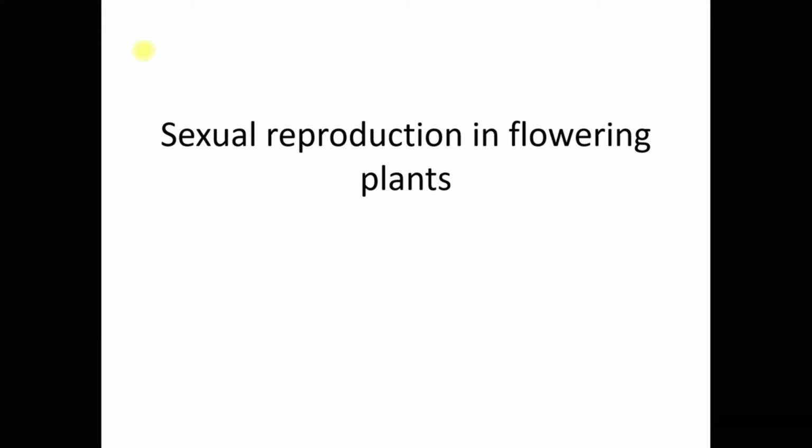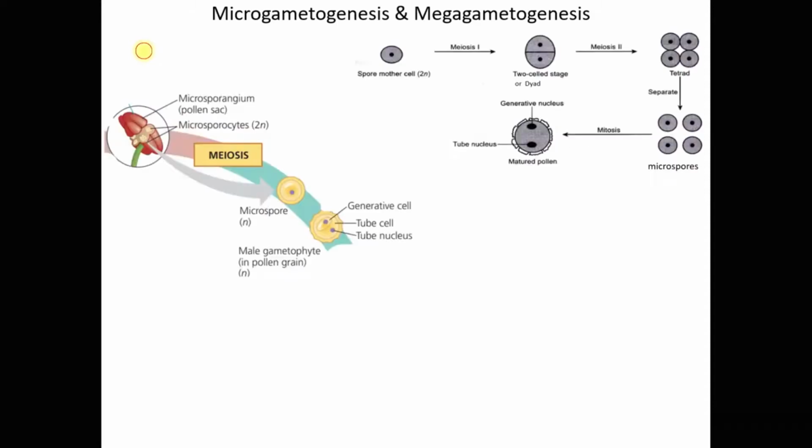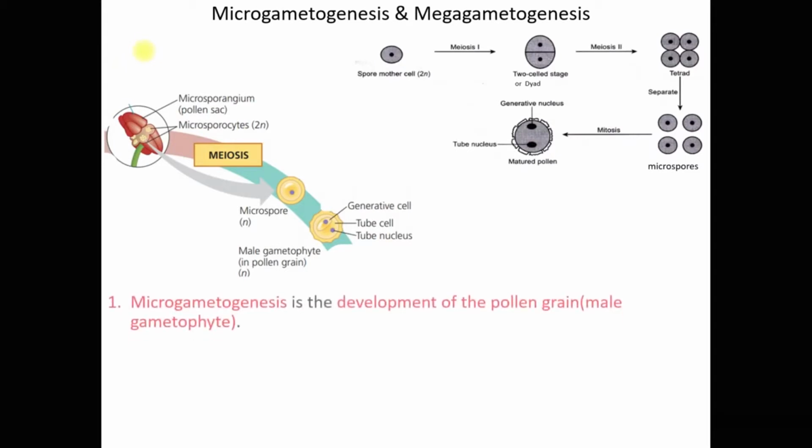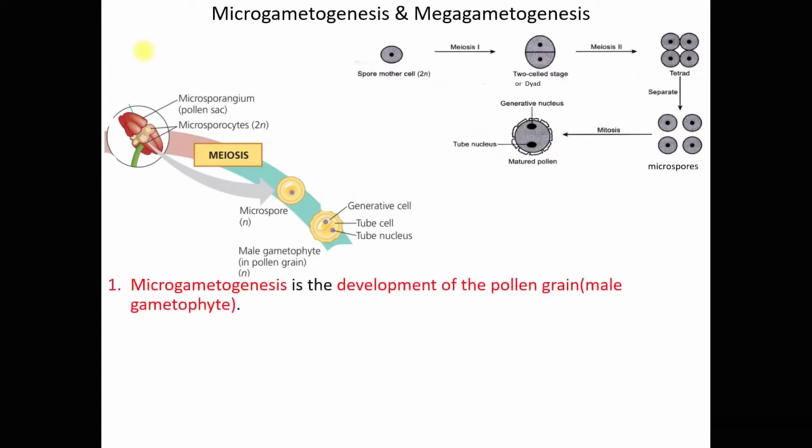So today's lesson we continue with sexual reproduction in flowering plants. We are going to talk about the formation of gametes in flowering plants as well as the double fertilization process. First things first, let's get into microgametogenesis. Microgametogenesis is the development of the pollen grain, also known as the male gametophyte.